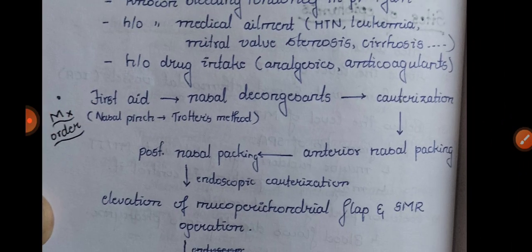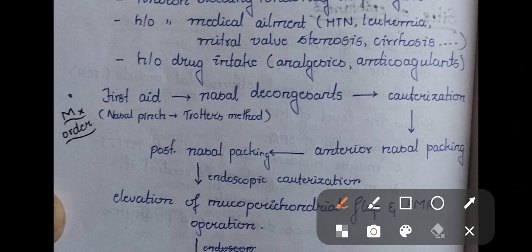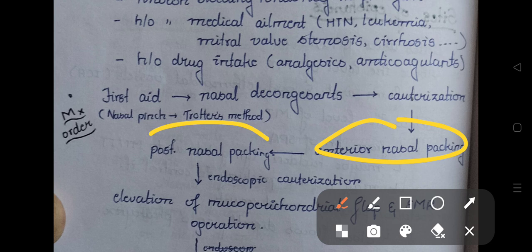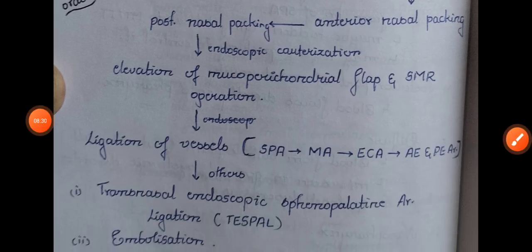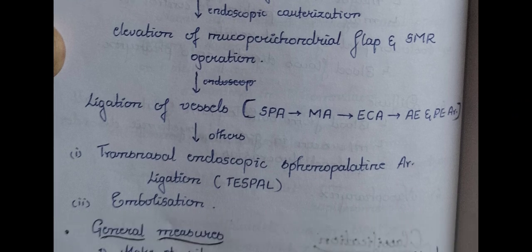If epistaxis still continues, we will do anterior nasal packing, and if it still continues, we will do posterior nasal packing. Okay, and later we will do endoscopic cauterization, elevation of the mucoperichondrial flap, and submucosal resection operation.